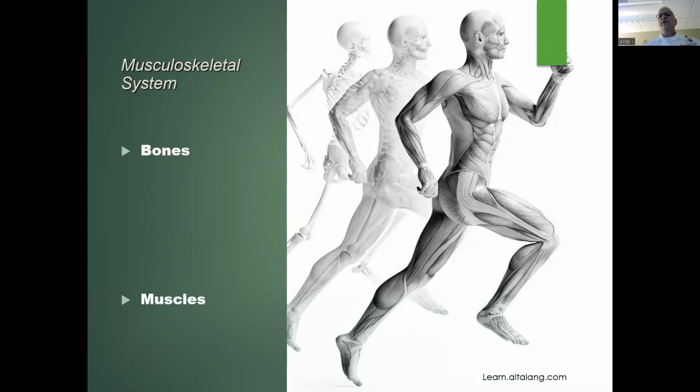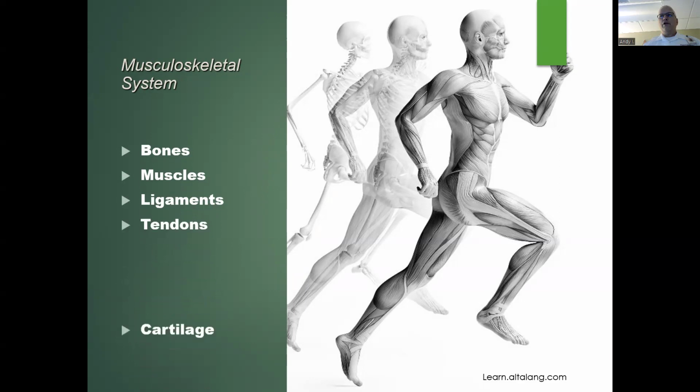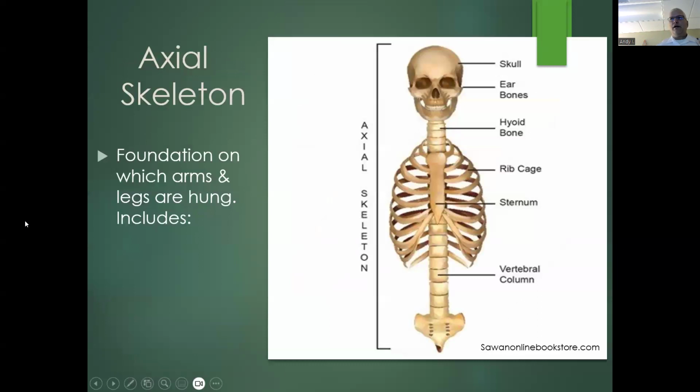Now let's talk about the bones. What does it consist of? The bones, the muscles, the ligaments, and the tendons. And don't forget the cartilage. When we really start talking about the different areas, we break it down even further. So we talk about the axial skeleton. This is the foundation that gives something for the legs and the arms to hang off of.